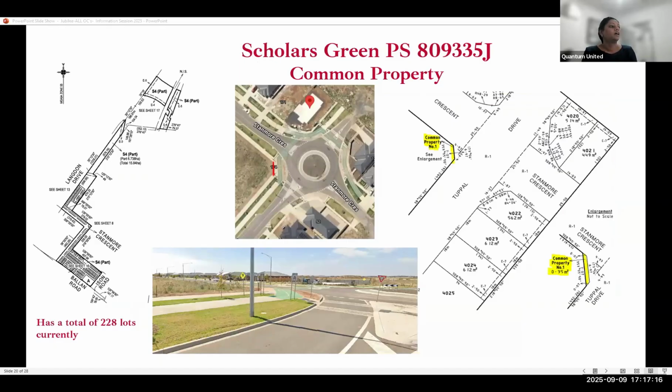Scholars Green has 228 lots with new stages still being constructed by the developer, and it's still being released. There is 1 small common property area there. So pretty much it's Millquarter and Urban Square that have multiple common properties compared to the other OCs.